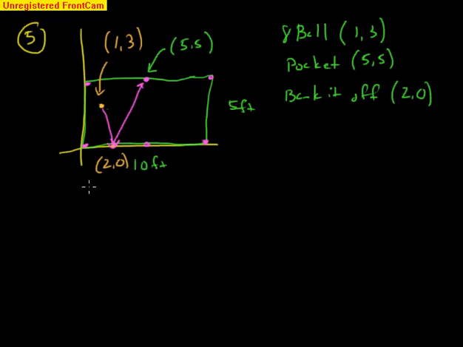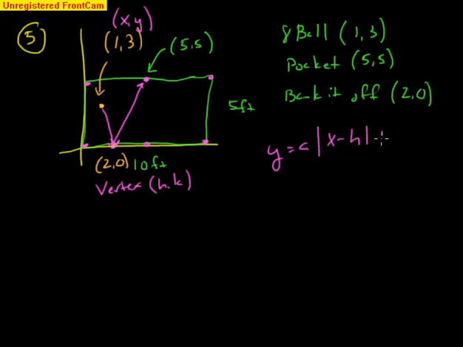So here, right here, is our vertex. Remember, that's our h and k. We don't know if the pocket is on our picture or on our equation, but we do know that the ball is. So that's our x, y. So if we take the general equation, you can use f of x, we'll just use y. y equals a times the absolute value of x minus h, plus k. If you take x, y, and h and k and fill them in, we can solve for a, which is what we want to find.